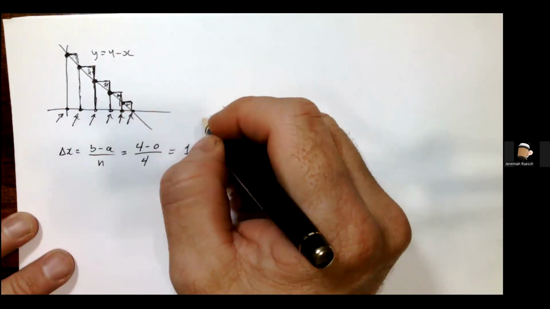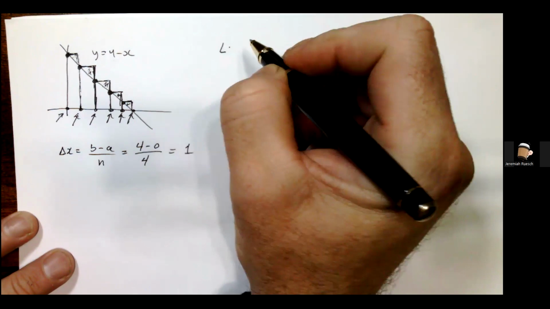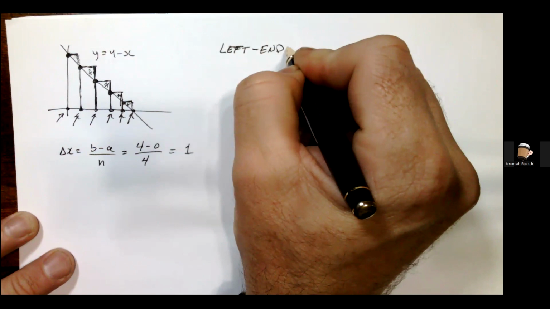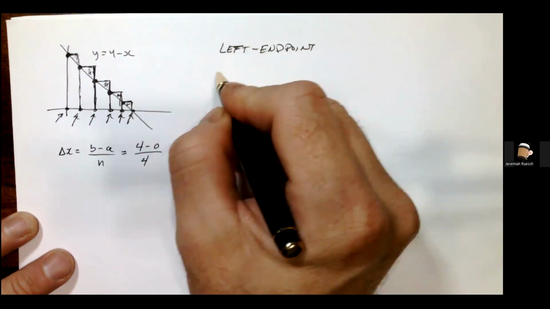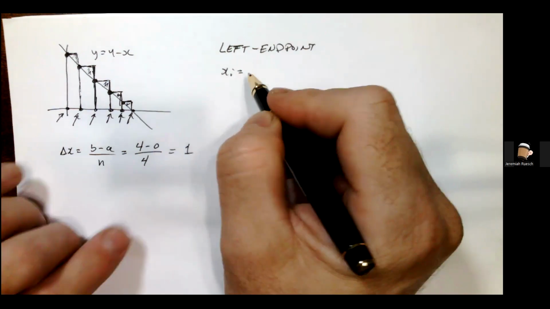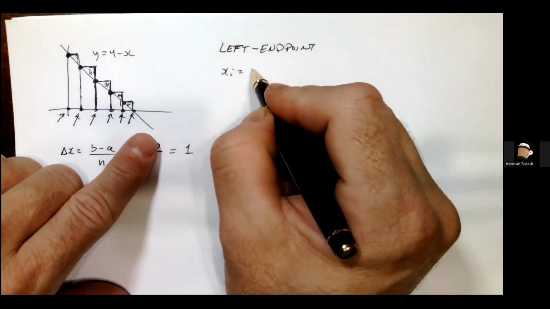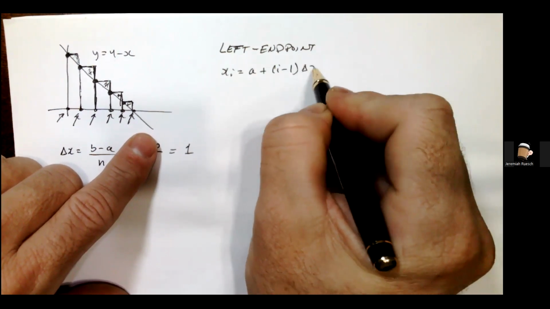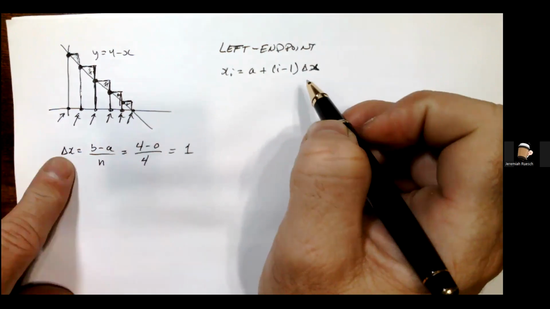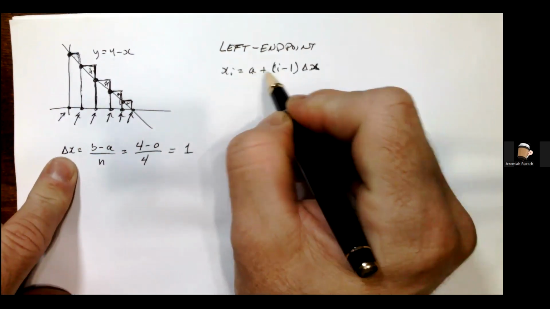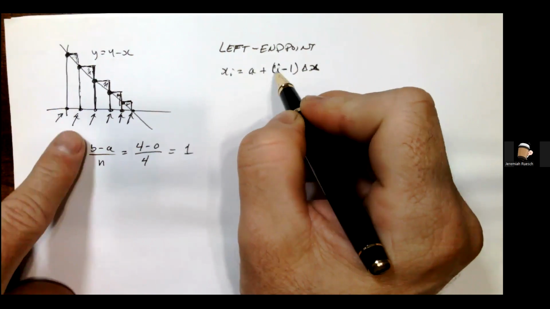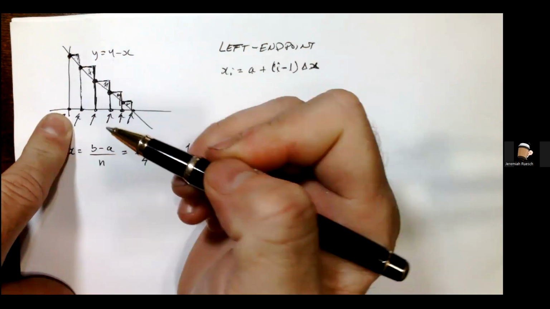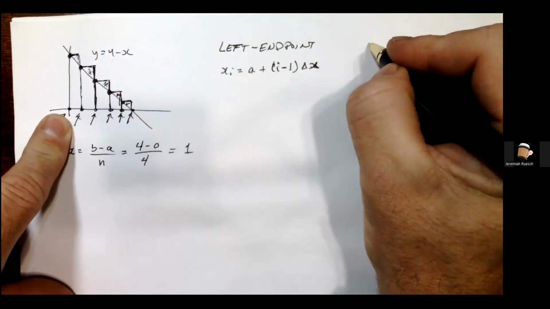All right. So for the left endpoint, the one that we just looked at, what we have is an xi that's equal to, assuming our sum is always going to start at 1, a plus i minus 1 times delta x, where in this case delta x is equal to 1, a is equal to 0, and our i here is going to start at 1, but we're subtracting 1 from it. So that actually gives us the left endpoint, which is the height that we're looking for. Okay.